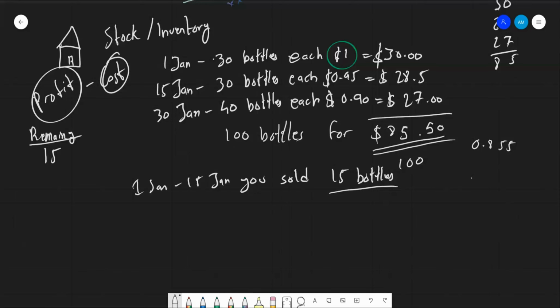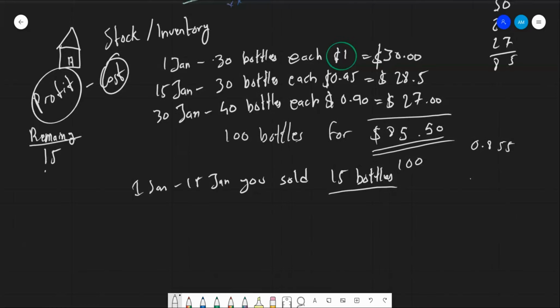Then on 15th Jan, we buy another 30 bottles. So now the total amount of bottles we have is, let's say, how much is it? 45, right? Now, let's say we sell again. We sell 10 bottles. From 15th Jan to 30 Jan, you sell 10 bottles, right? And when you sell 10 bottles, you had 45, so you would be left with 35.